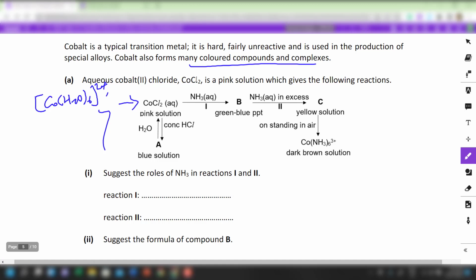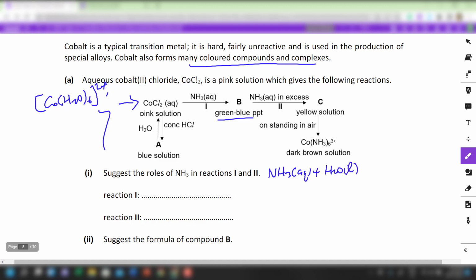And then after ammonia is added, you get the green-blue precipitate. This shouldn't be very unfamiliar to you, because when you are adding aqueous ammonia, the first reaction that is likely to take place is the acid-base reaction between ammonia and water.